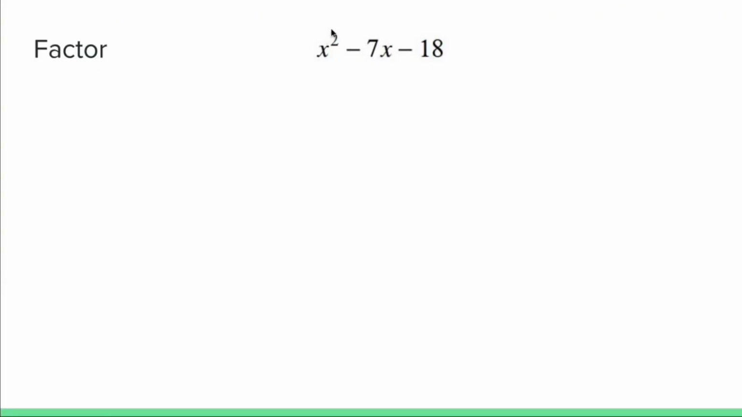Let's factor a quadratic. This is a quadratic where the leading coefficient is invisible 1. So you're really looking at two numbers that add up to negative 7 and two numbers that multiply out to negative 18. Two numbers that multiply out to negative means one's going to be positive, one's going to be negative. So you think, all right, well, two numbers that multiply out to negative 18, one positive and one negative, but I need them to add to negative 7. How about negative 9 and positive 2? That works.